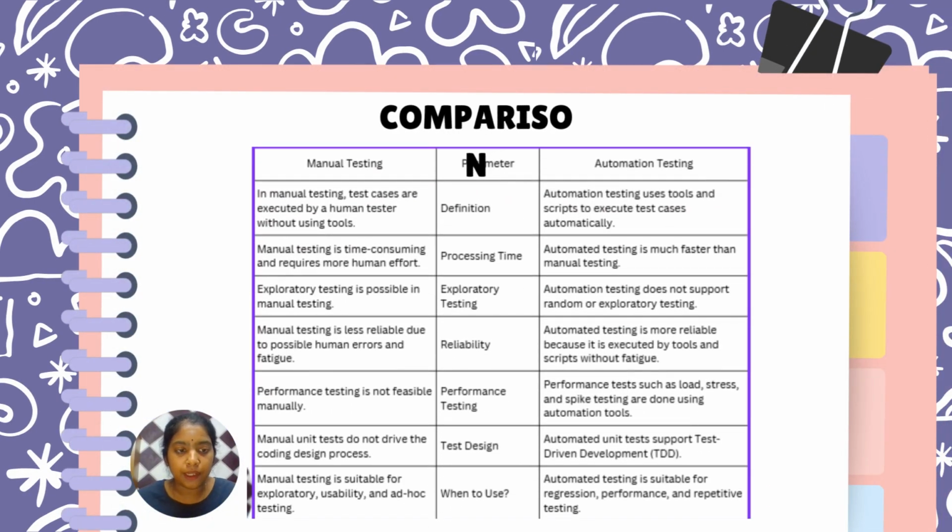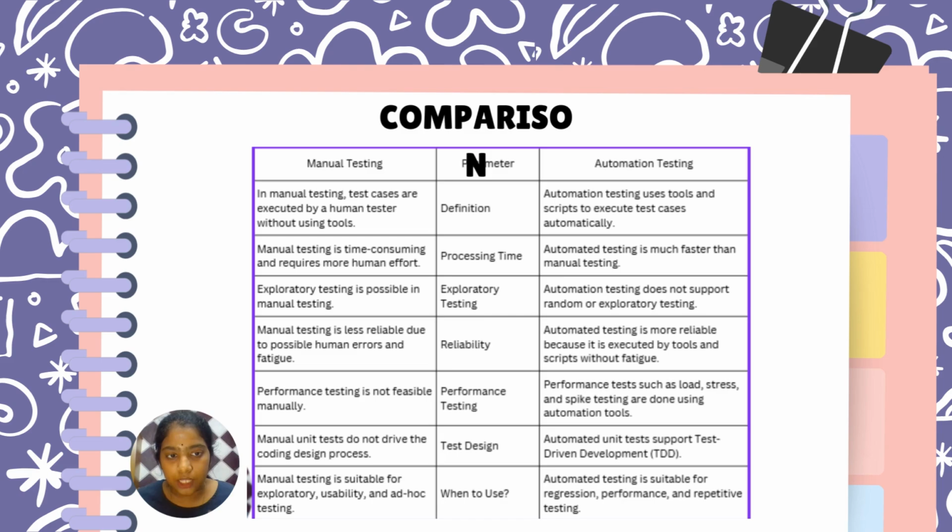For the comparison part, there is manual testing and also automation testing. For manual testing, the definition: in manual testing, test cases are executed by a human tester without any tools. For automation testing, tools and scripts are used to execute test cases automatically. The second is processing time. Manual testing is time consuming and requires more human effort because the human checks one by one. Automated testing is much faster than manual testing.